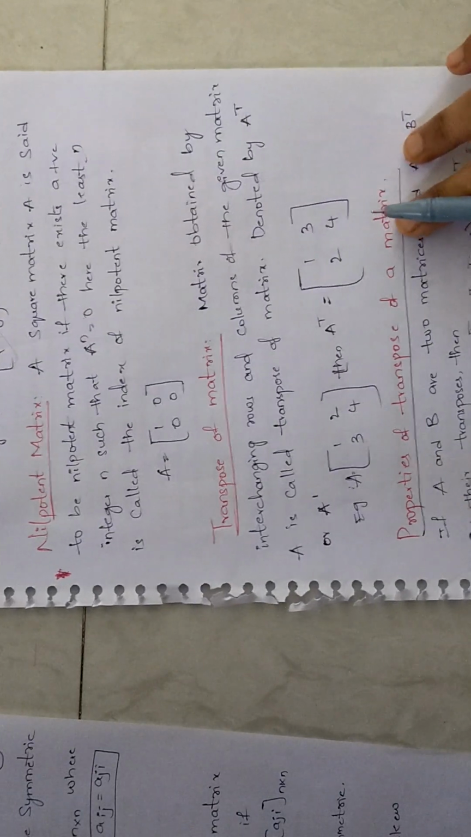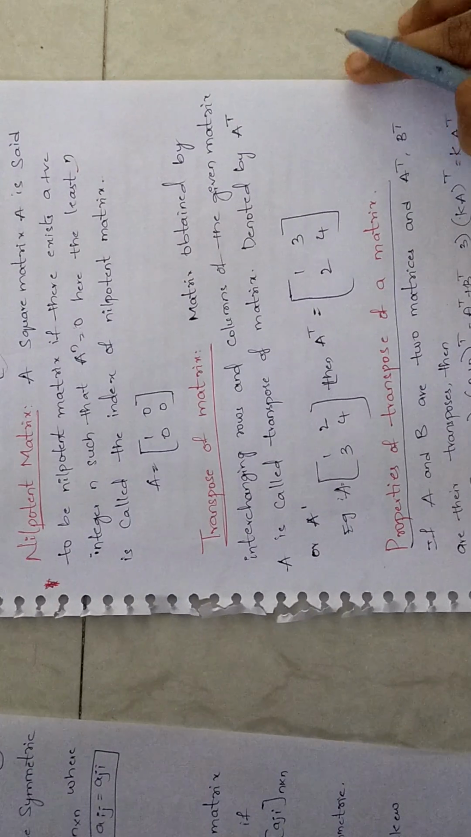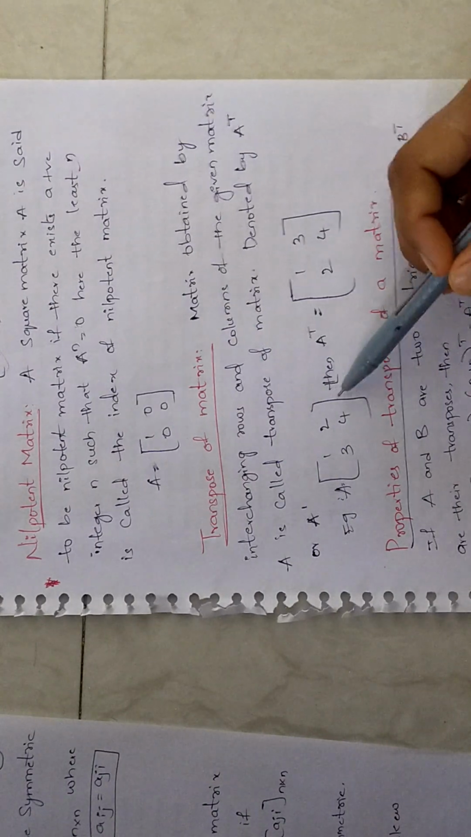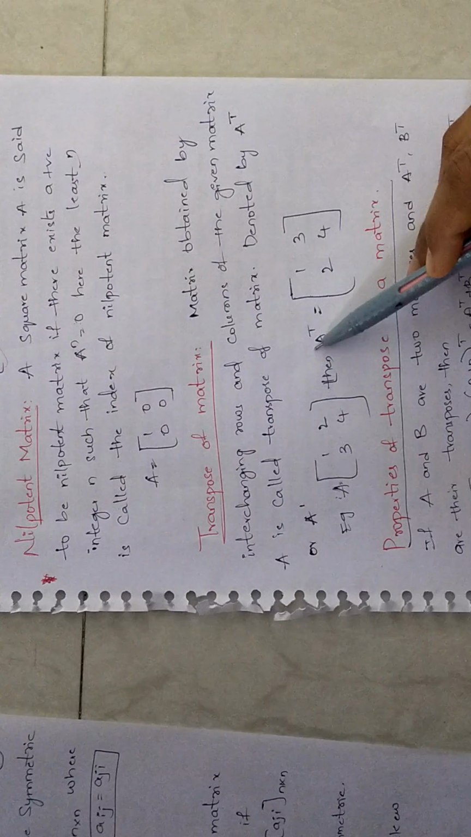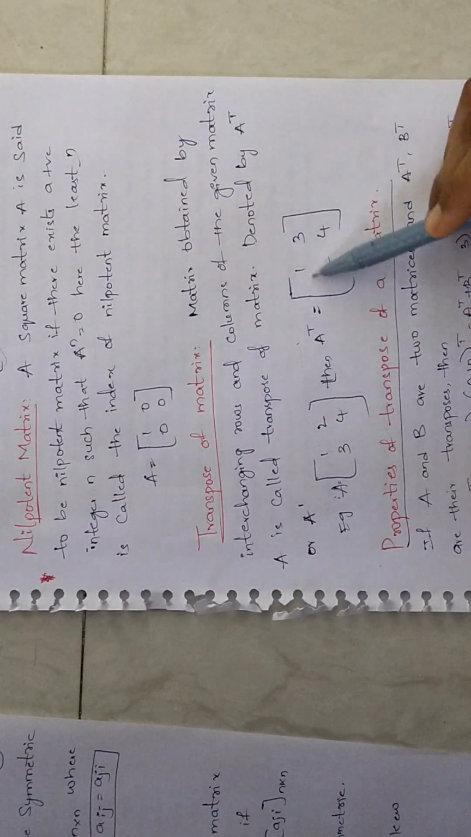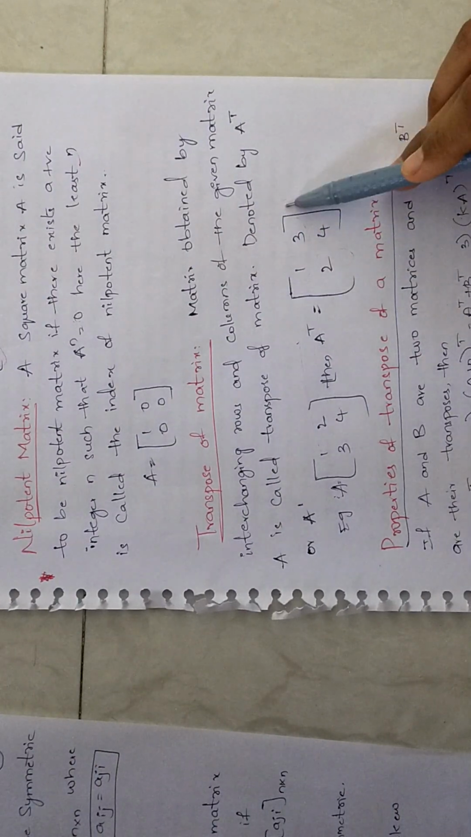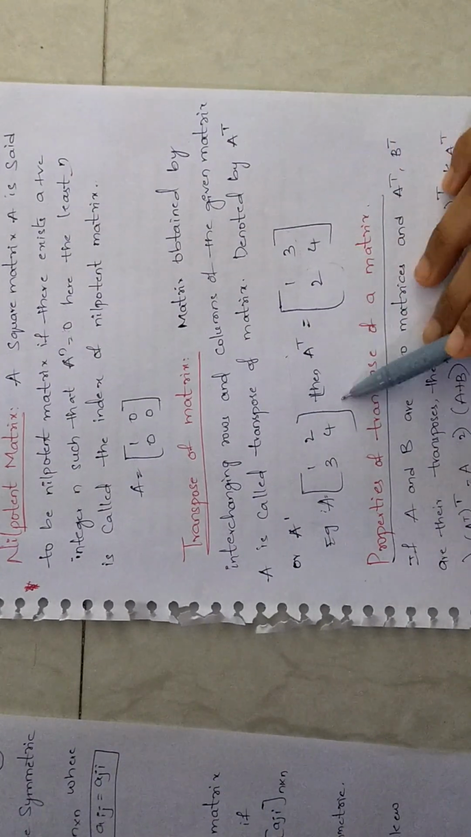And the transpose of a matrix is the matrix obtained by interchanging the positions of rows and columns. That means you write all the rows as column elements, and all the columns as row elements. That means the first row becomes the first column. I guess I confused you here. Let's see with an example.